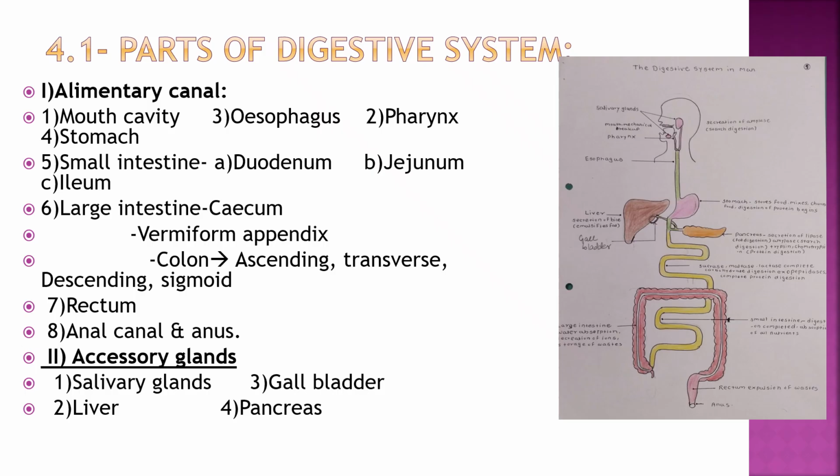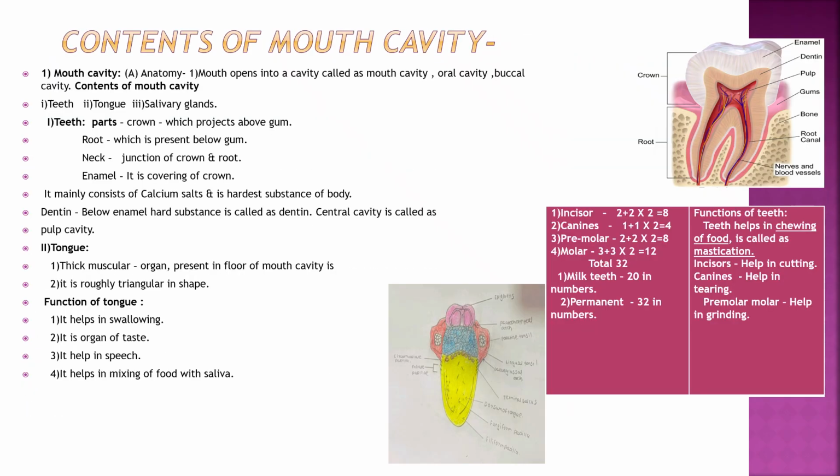The first part is the mouth, which is also called the buccal cavity, which contains the tongue and teeth. The tongue is mainly required for the mixing of food with saliva and swallowing. Teeth are required for the breaking of the food. In total, adults have 32 teeth, and the types are incisors, canines, premolars and molars.